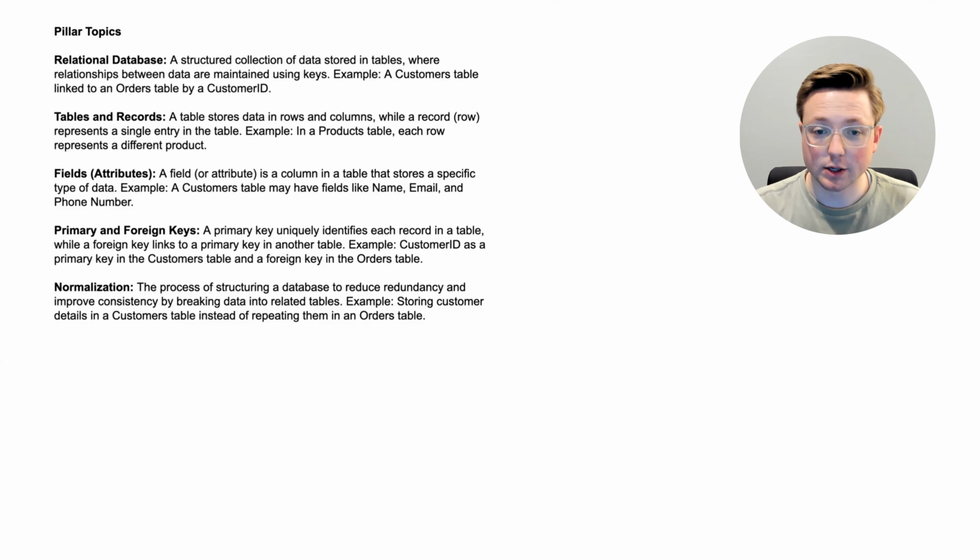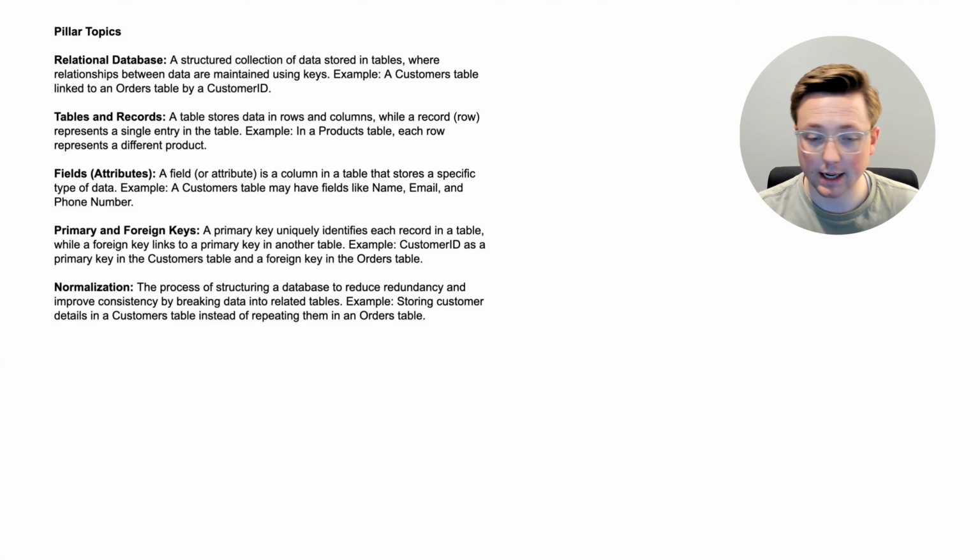Now let's talk about tables and records. A table stores data in rows and columns, while a record is a row, and this represents a single entry in the table. So an example would be there's a products table, and then each row is a record, and it represents a different product. So that's the idea behind tables and records.